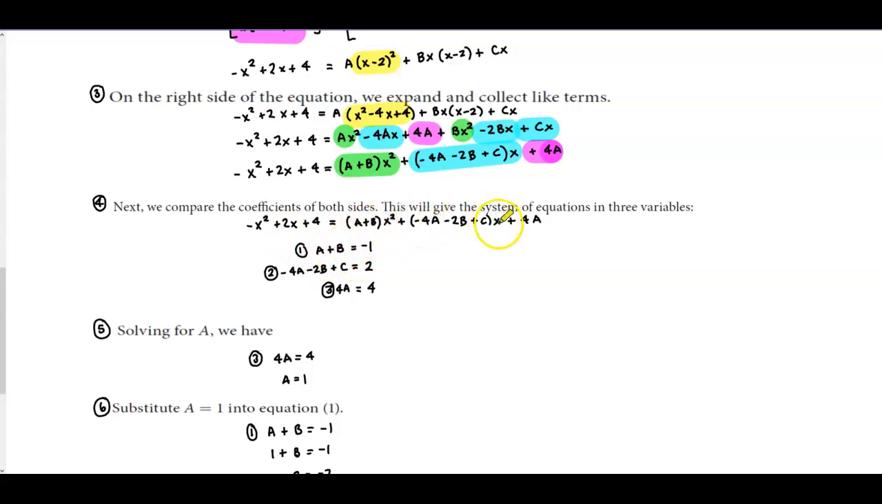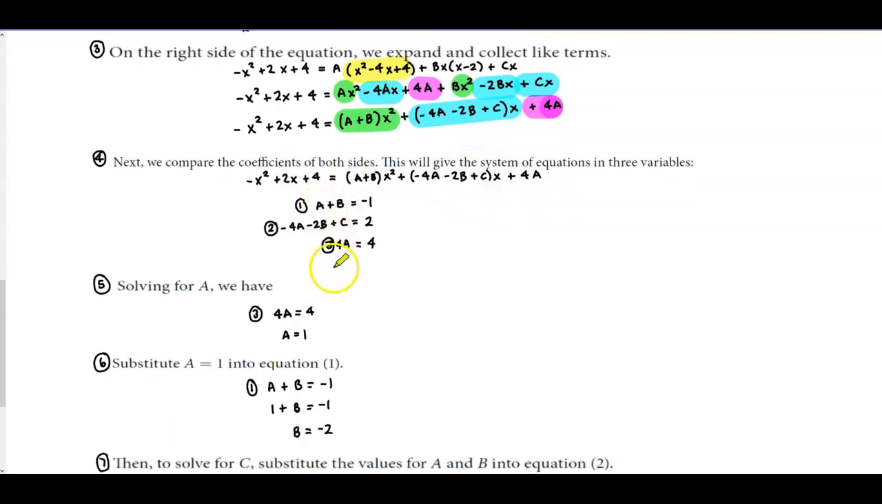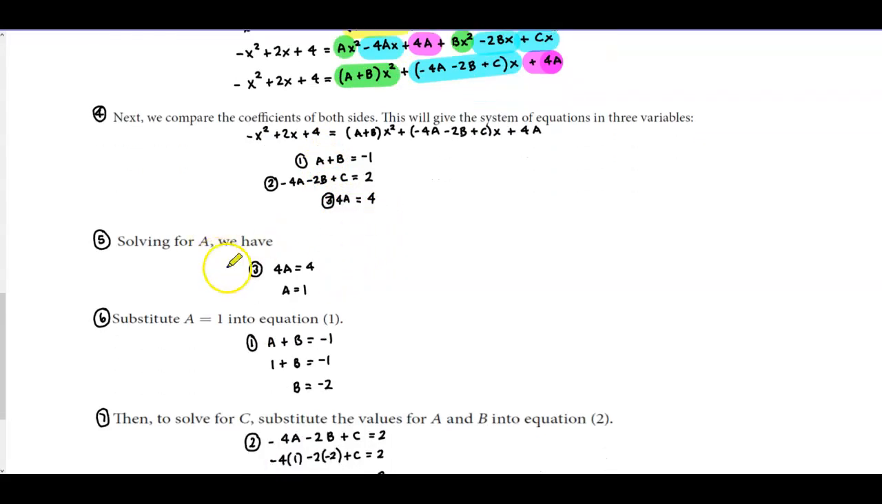Now, if we take a look at the coefficient of the x term on the right side, we have -4a minus 2b plus c, and it's going to equal the coefficient of the x term on the left side of the equation, which is 2. So we have -4a minus 2b plus c, which is equal to 2. And then the last one, we have 4a, which is going to equal the constant because it doesn't have a variable there, so 4a is going to equal 4, so our third equation is 4a equal to 4.